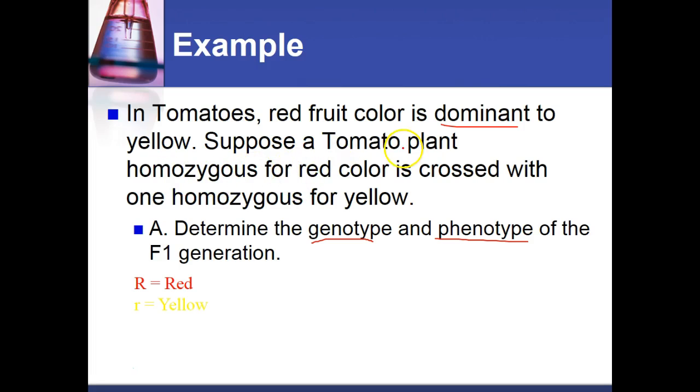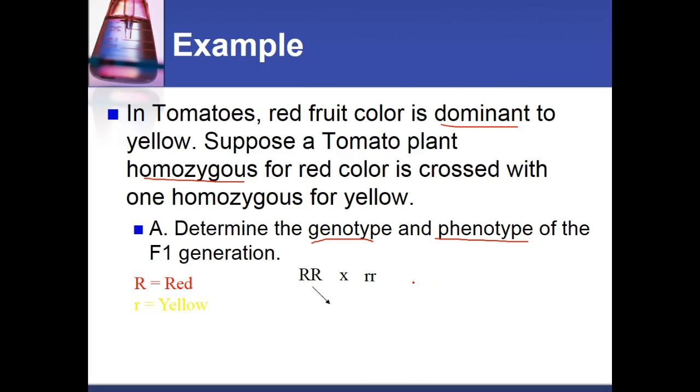And so we have a homozygous red plant, and we're crossing it with a homozygous yellow. And so this would be our homozygous red parent, and we're crossing it with a homozygous yellow parent. Okay, maybe this is the male, maybe this is the female, it doesn't really matter. All we know is that there is one parent that is homozygous red and one parent that is homozygous yellow.